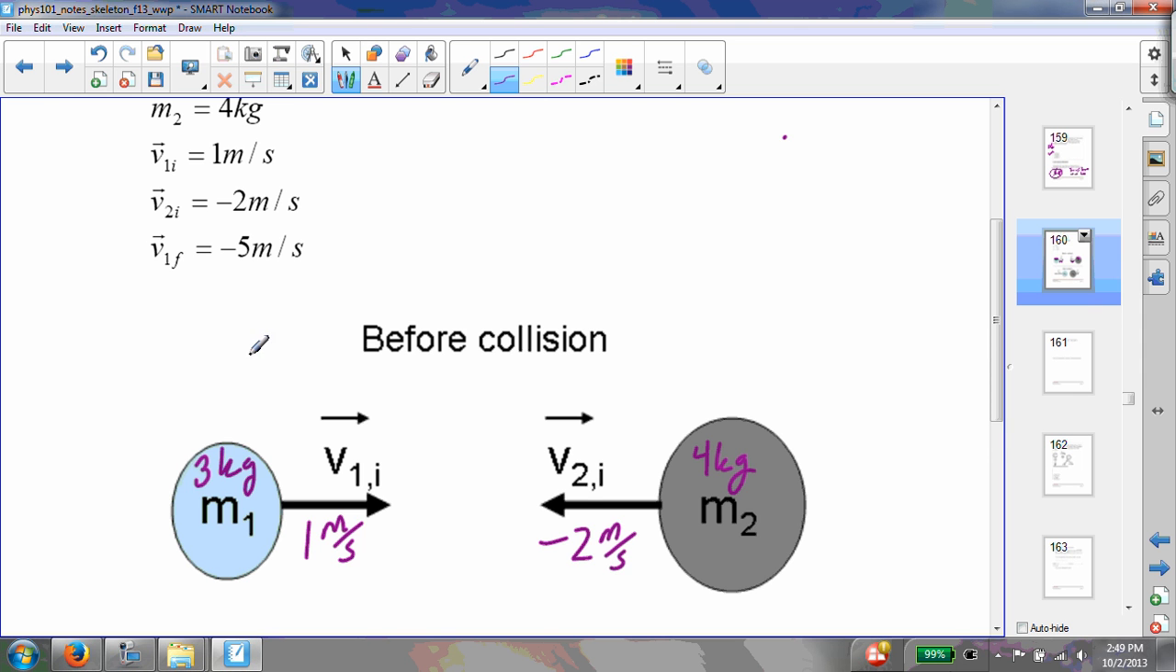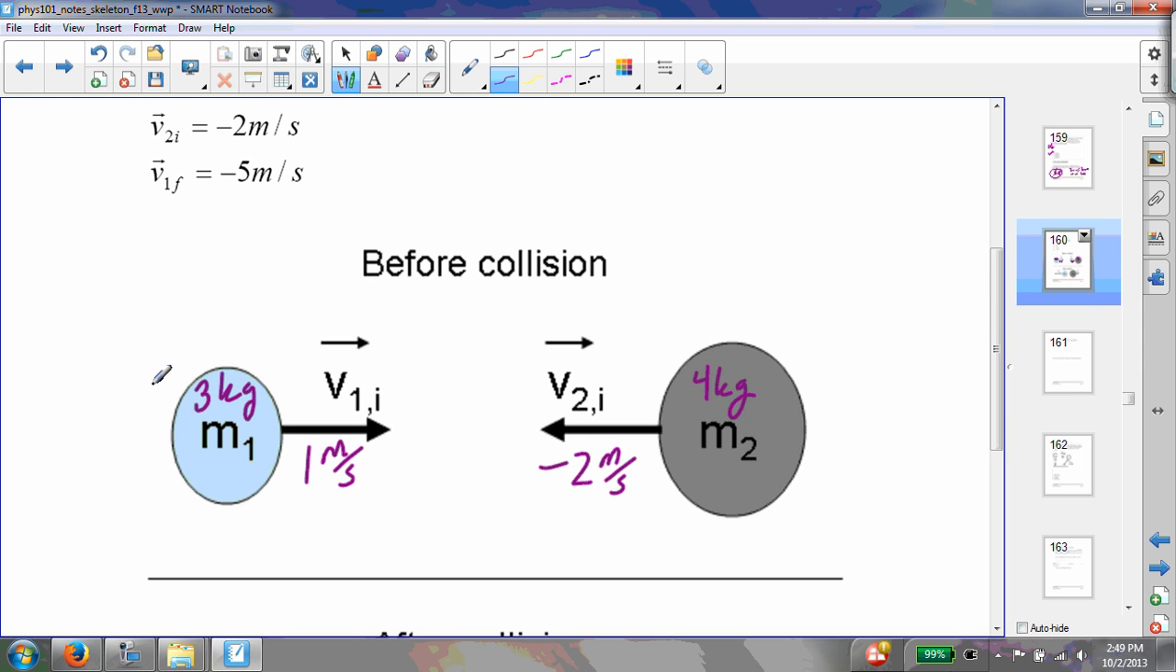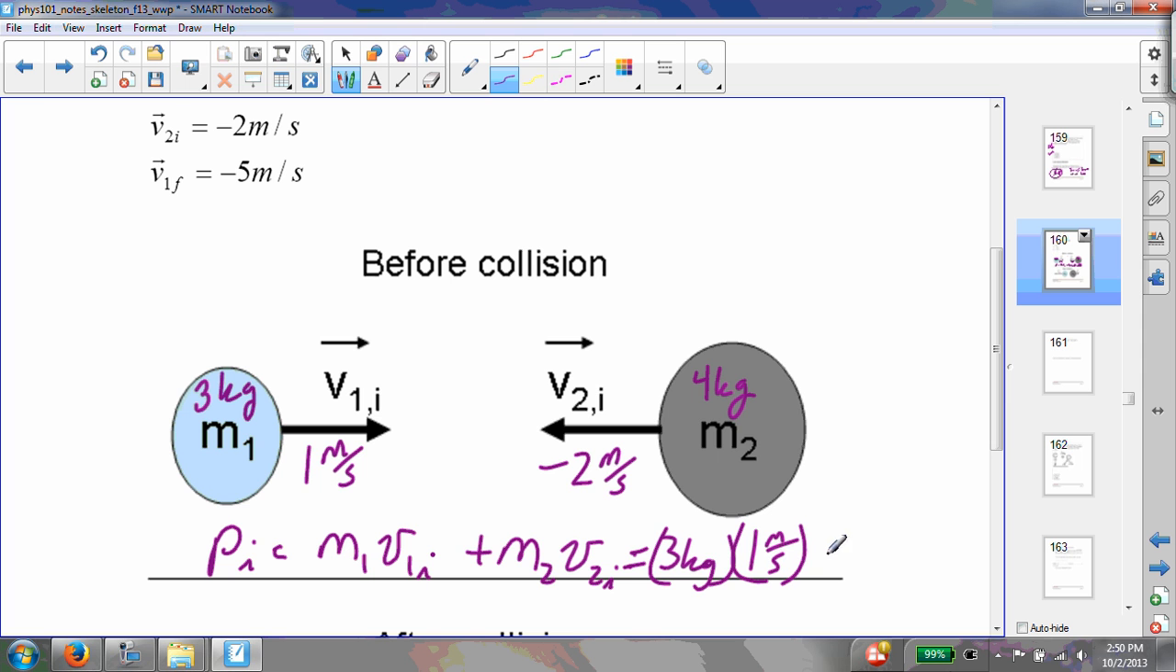So I can figure out the initial momentum of this system. My initial momentum will equal m1 v1 initial plus m2 v2 initial. That's going to be 3 kilograms times 1 meter per second, plus 4 kilograms times -2 meters per second. So it has a momentum of 3 minus 8, which is -5 kilogram meters per second.